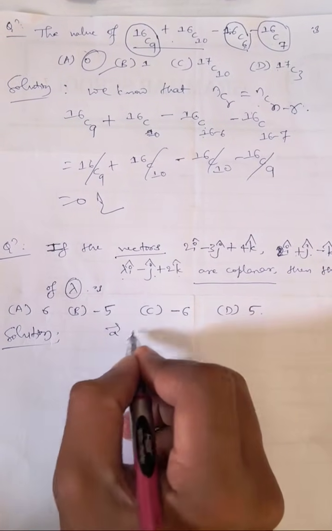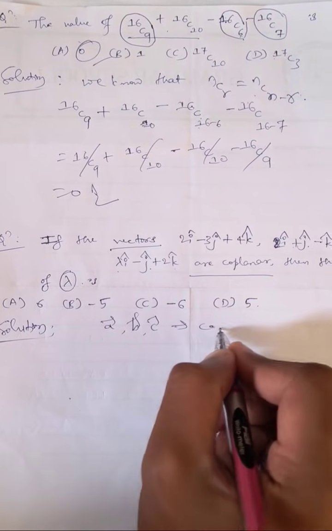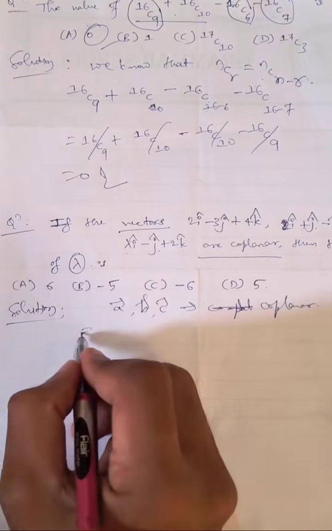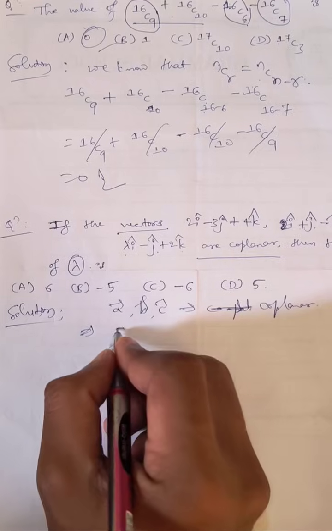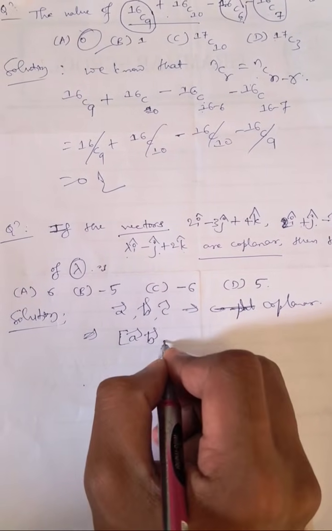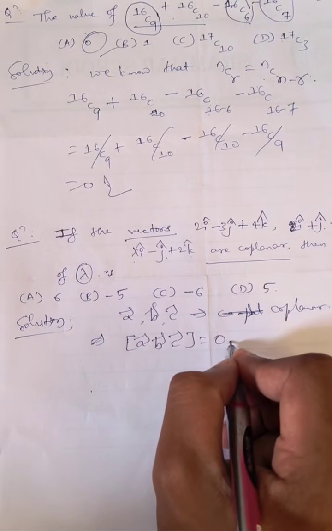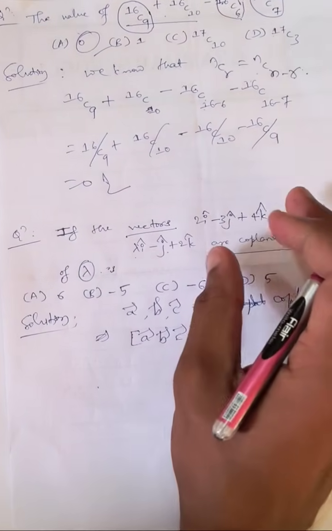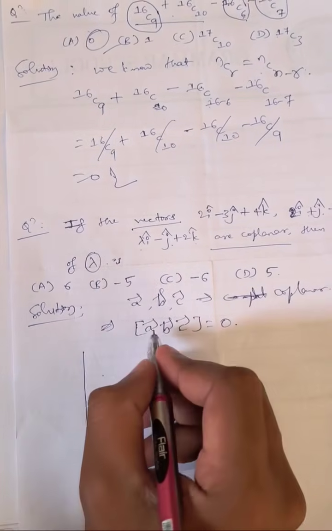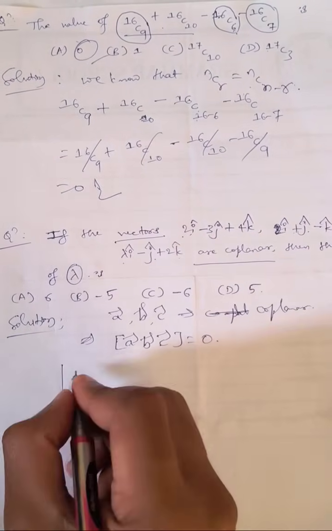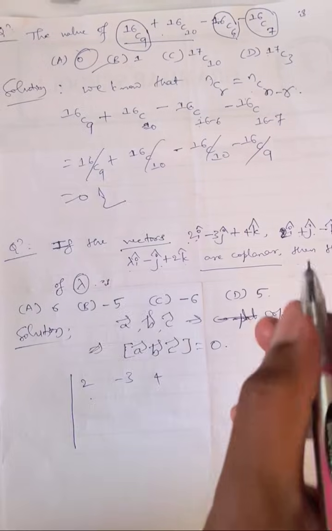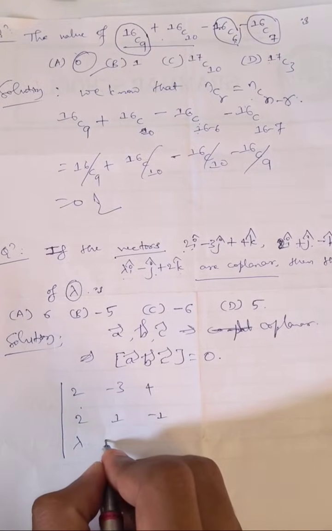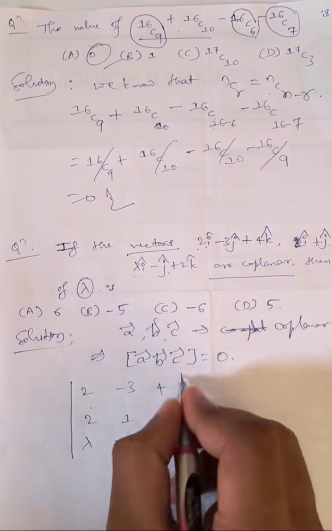If A, B, C vectors are coplanar, then what does this imply? The coplanarity implies the scalar triple product of vectors A, B, C is always equal to 0. Is it clear? So here, how to take the scalar triple product? We have to take the determinant. In the first row write the components of A vector, that is 2, minus 3, 4. In the second row write the components of B, that is 2, 1, minus 1. In the third row write the components of the C vector, that is lambda, minus 1, 2. That should be equal to 0.